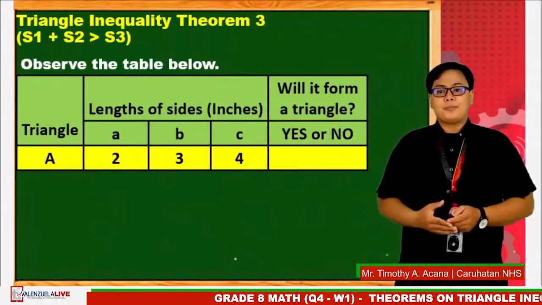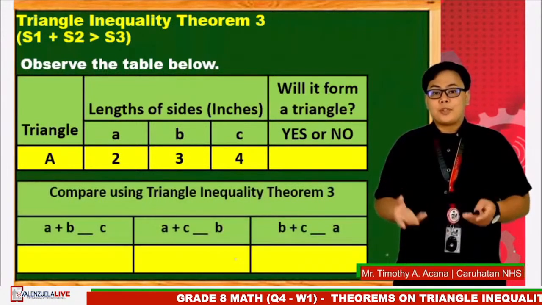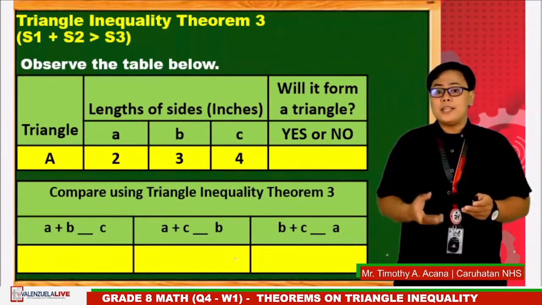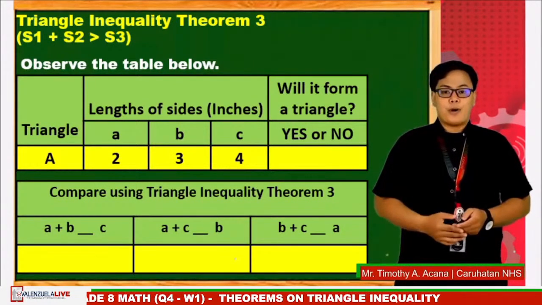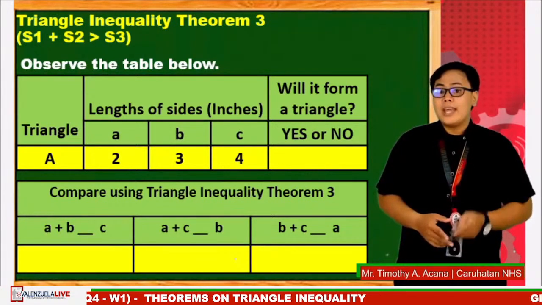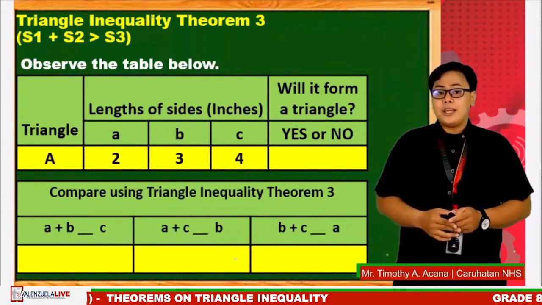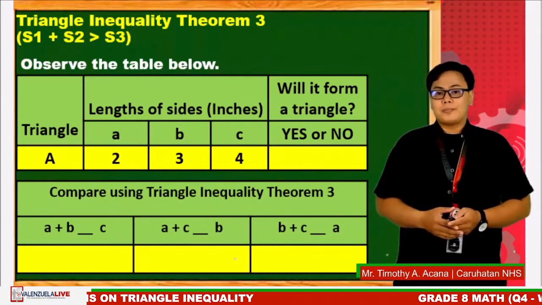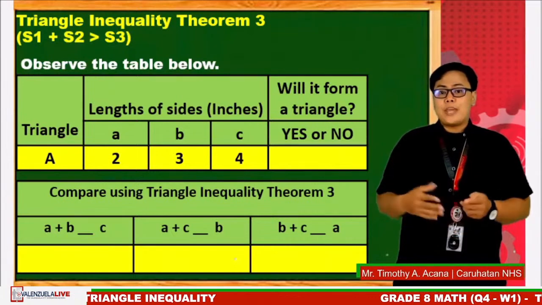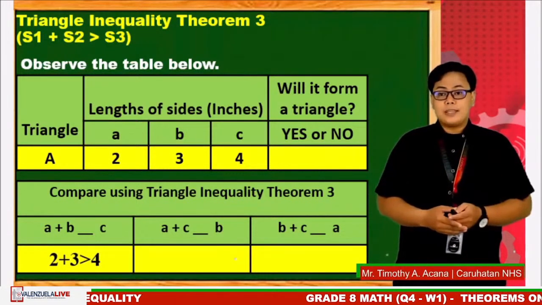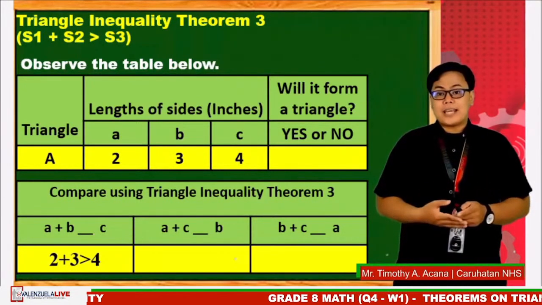Observe the table. We have triangle A, whose lengths of sides given in inches are 2, 3, and 4. Will it form a triangle? To be able to answer this question, let us use the triangle inequality theorem. First, we have the sum of A plus B. 2 plus 3 is greater than the remaining side, which is 4.